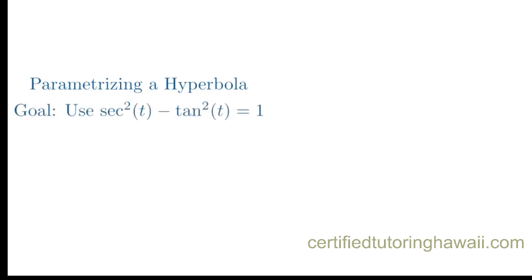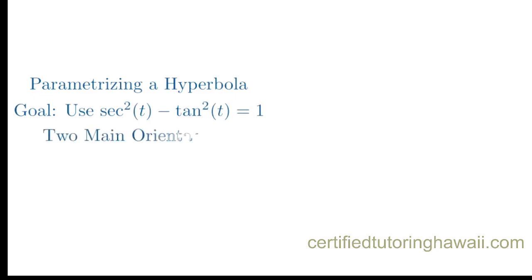Our final objective is to parametrize a hyperbola. This is similar to the ellipse, but we need a different trigonometric identity. For hyperbolas, we turn to the identity secant squared of t minus tangent squared of t equals 1. You might remember this one. This identity will be the foundation for our parametrization.